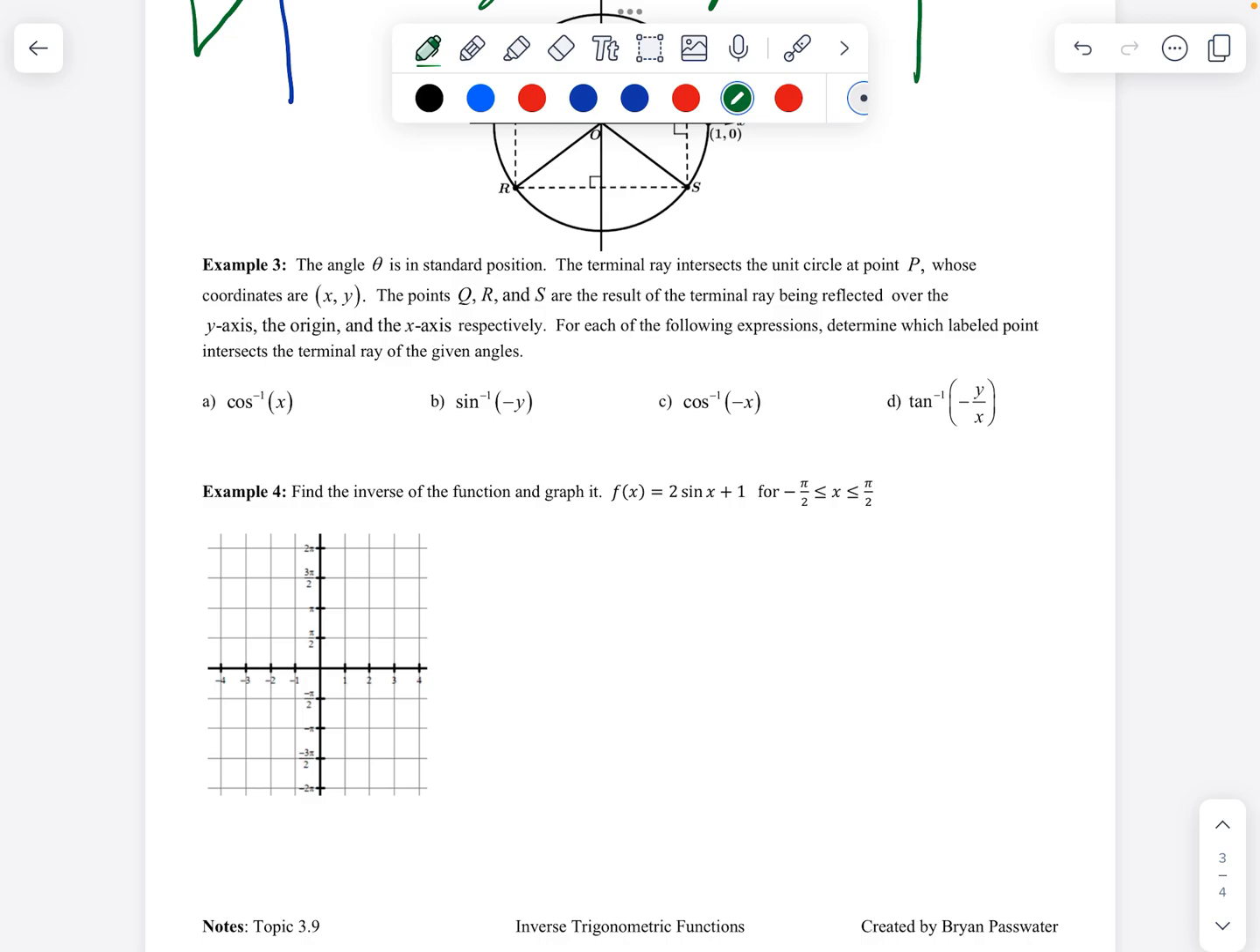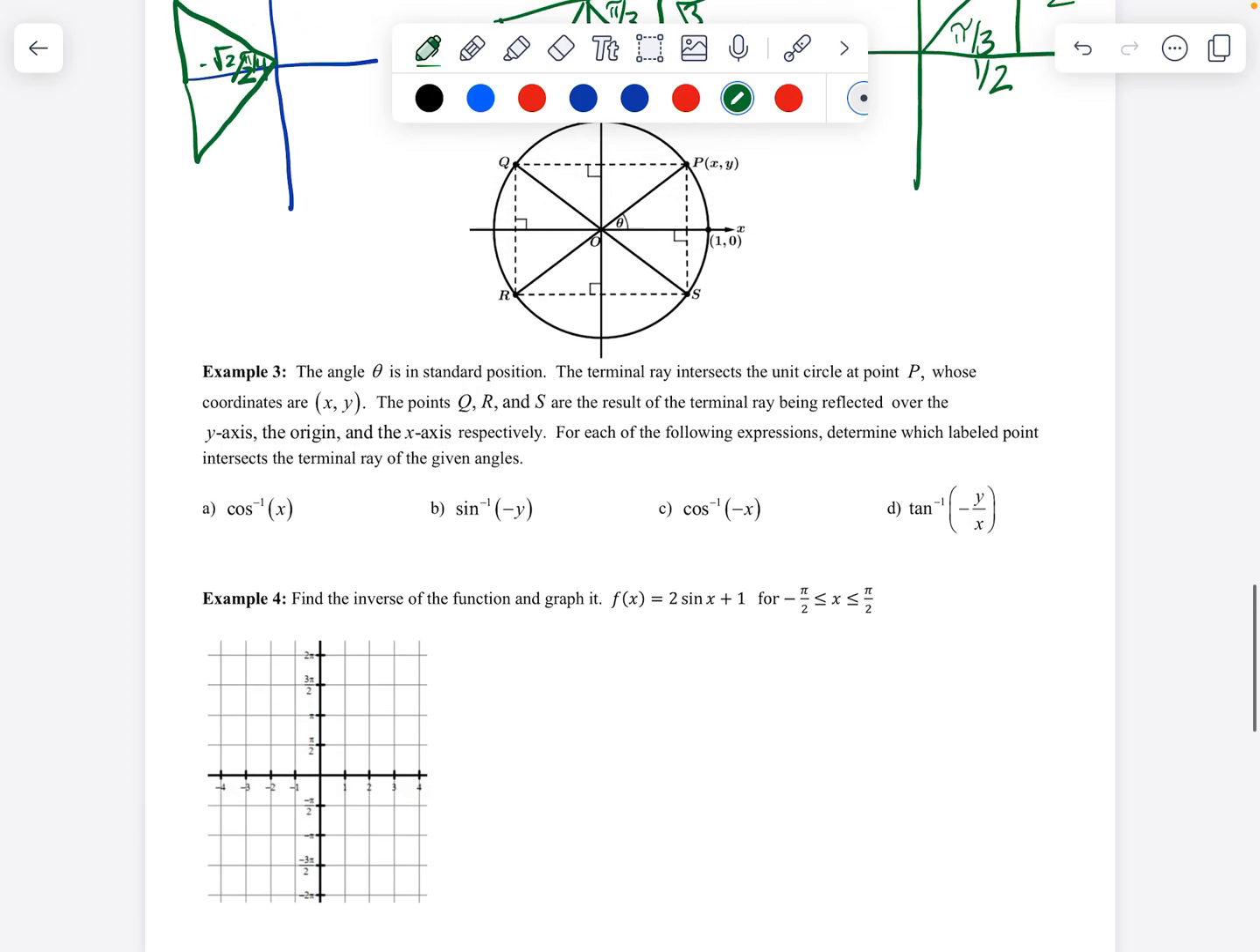All right, in example 3, the angle is in standard position and the terminal ray intersects the unit circle at point P where the coordinates are x and y. The points Q, R, and S are the result of the terminal ray being reflected over the y-axis, origin, and x-axis. So we started here and we reflected it. So this would be negative x and y. This would be negative x, negative y. And this would be x and negative y.